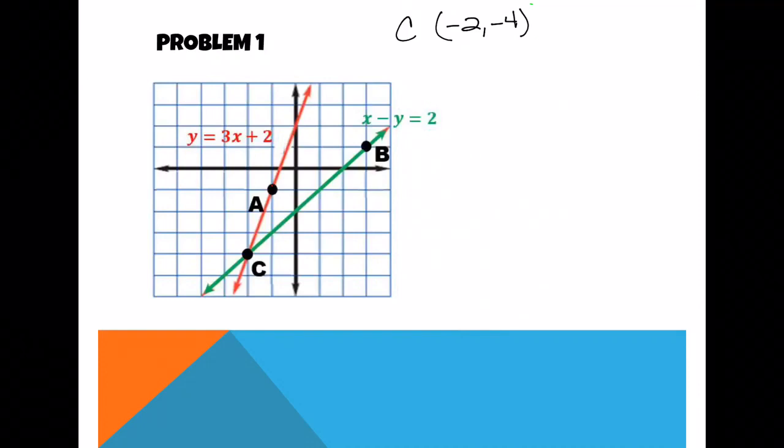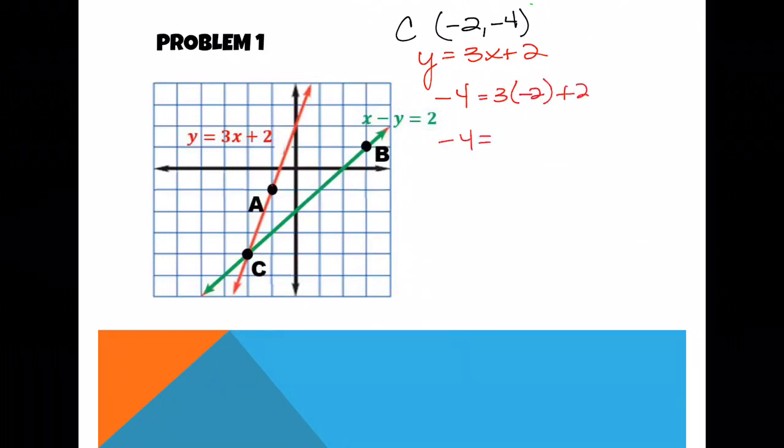If we substitute that into the red equation, y equals 3x plus 2, we will get -4 equals 3 times -2 plus 2, or -4 equals -6 plus 2. That's -4 equals -4. So that checks out. It is a solution to the red line, or y equals 3x plus 2. Let's try it for the green line.